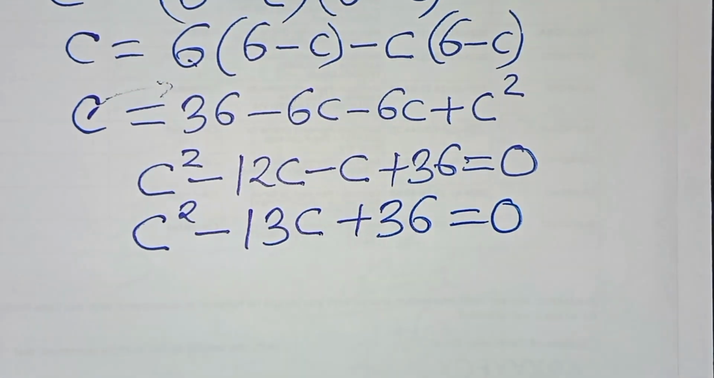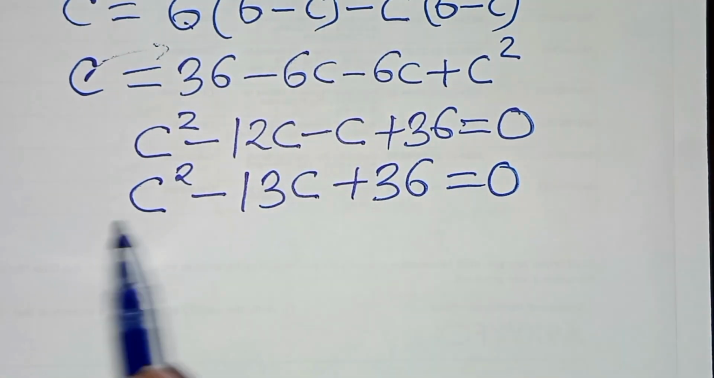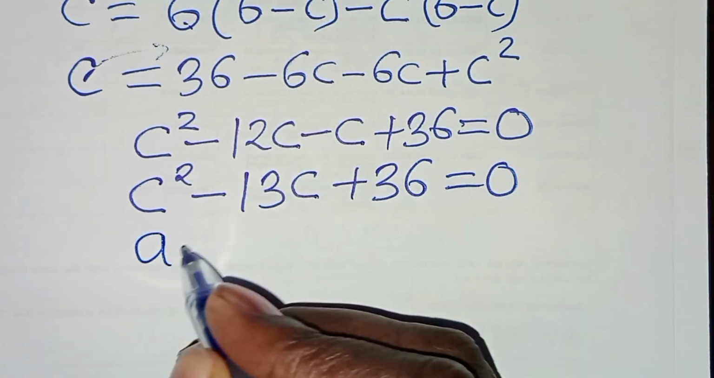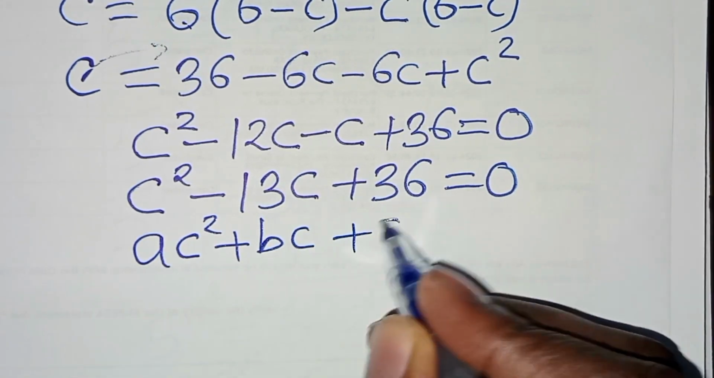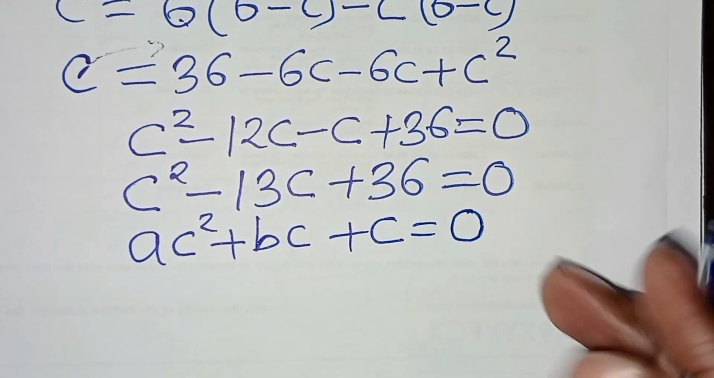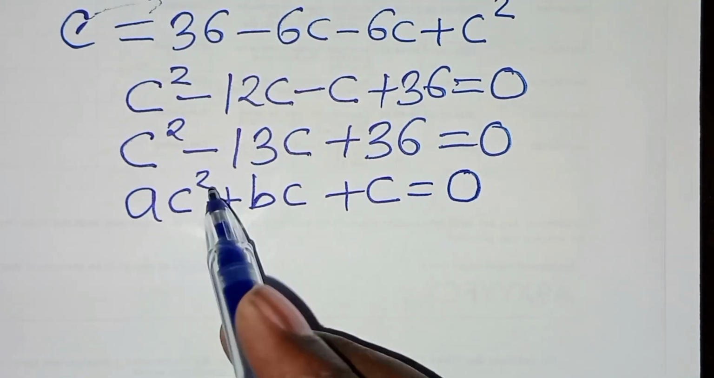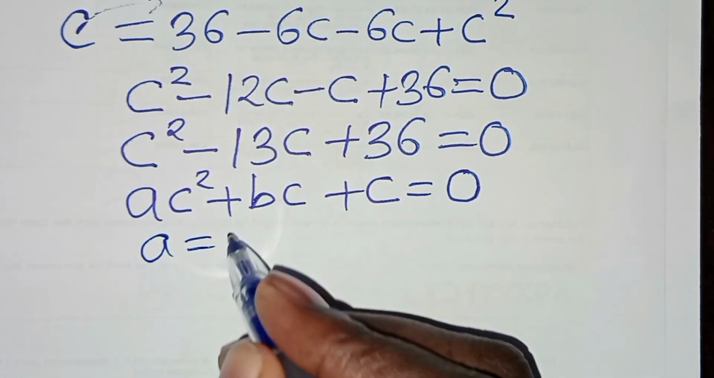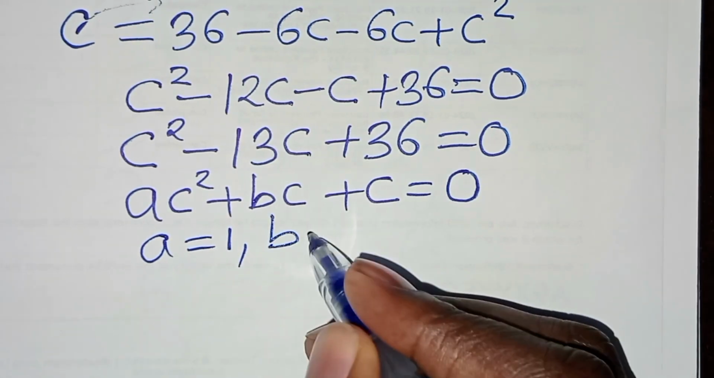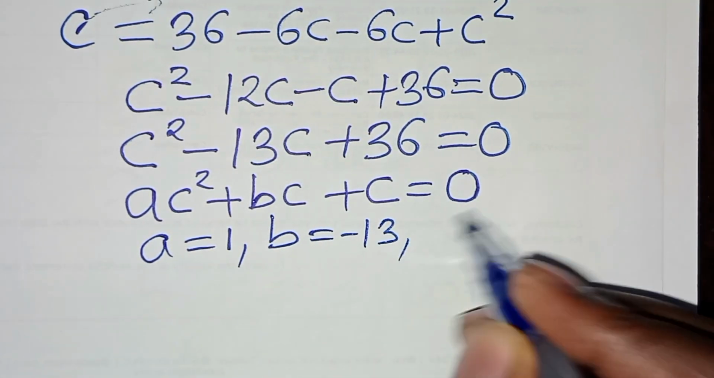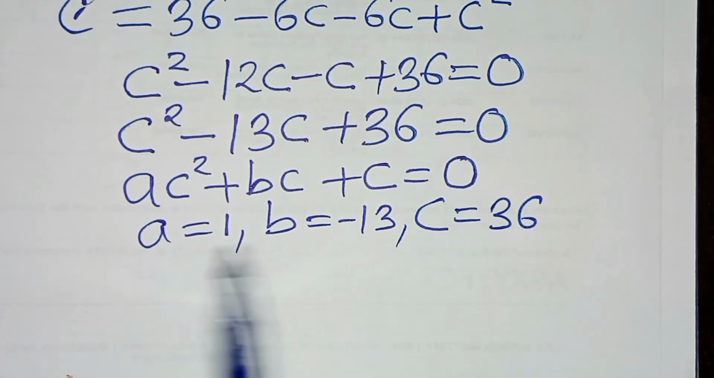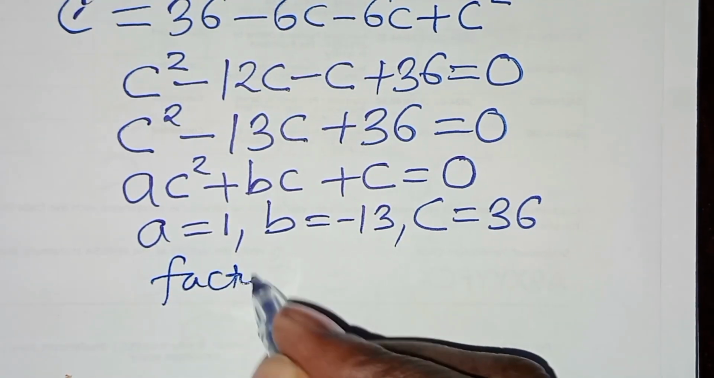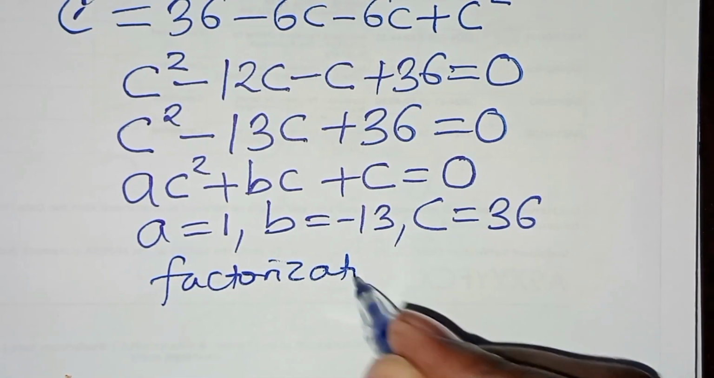Now this is a quadratic equation of the form ac squared plus bc plus c equal to 0. From what we have here, a is equal to 1, b is equal to minus 13, and c is equal to 36. So we can solve this quadratic equation by applying the factorization method.